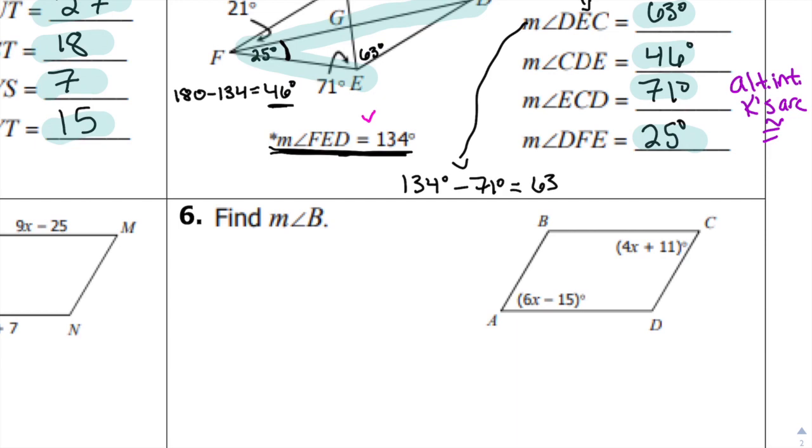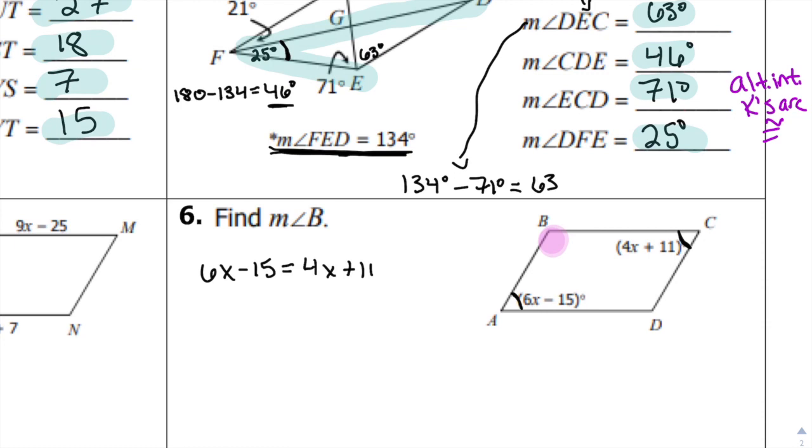It says find the measure of angle B. So our goal is to find this measure. But in order to do that, we need to figure out some more angles. So what I want you to look at is the angles that we have. We have angle C and angle A. What do we know about opposite angles? They're congruent. So that means angle A is congruent to angle C. So we're going to set up an equation here: 6x minus 15 has to equal 4x plus 11.